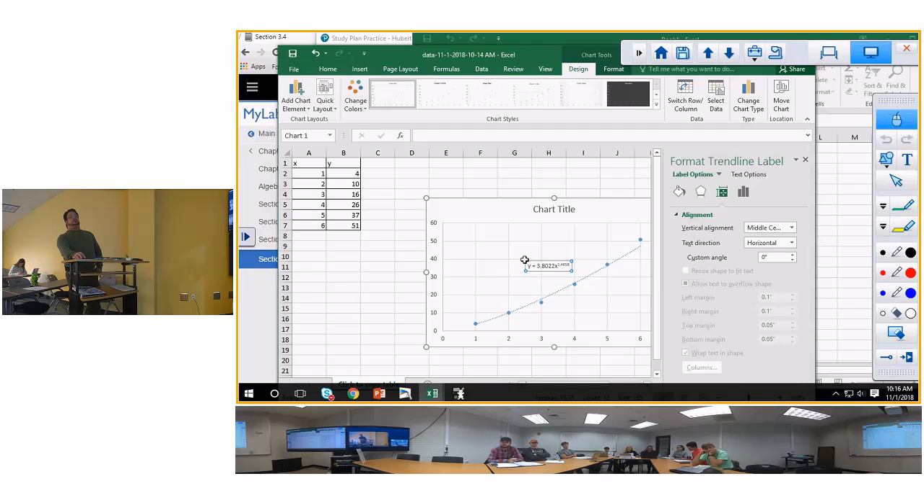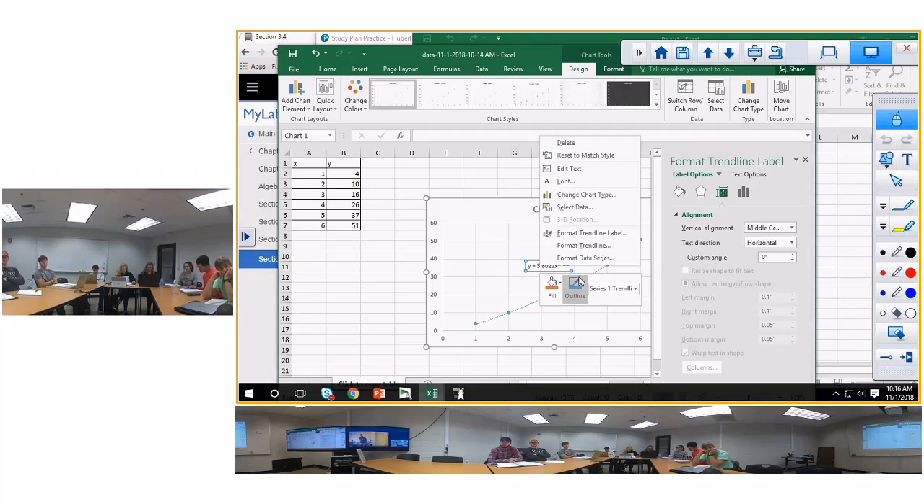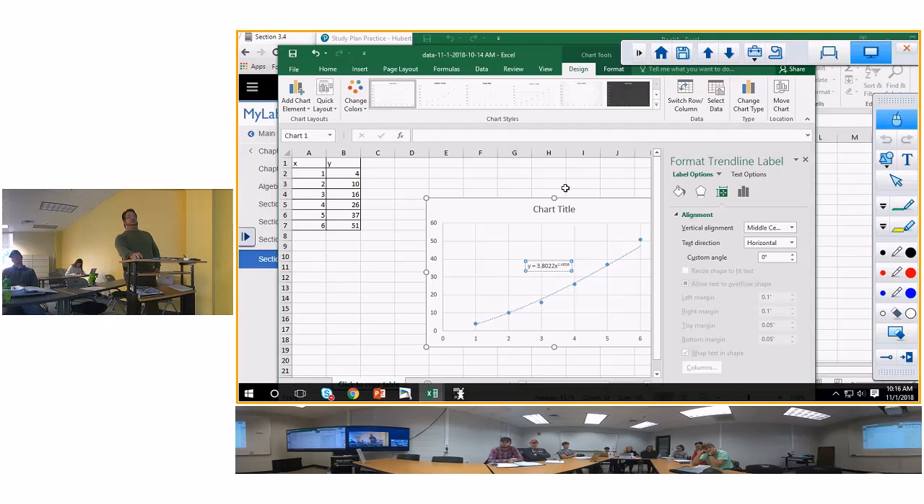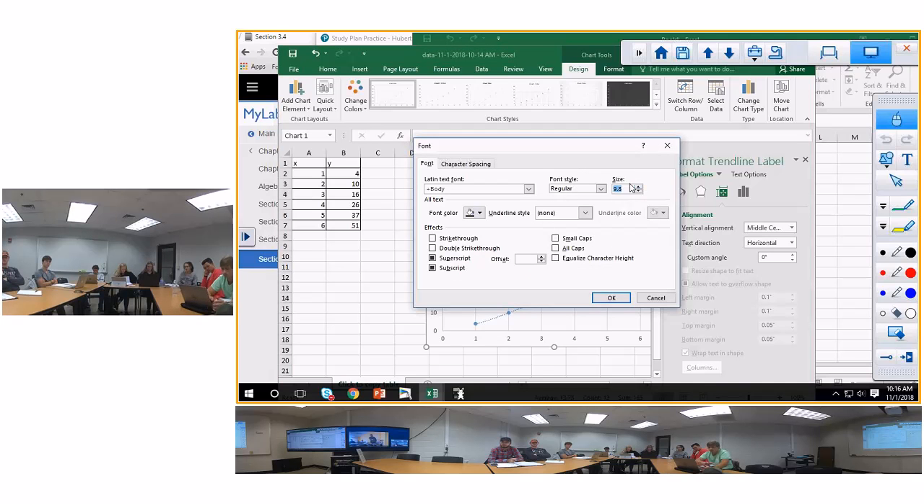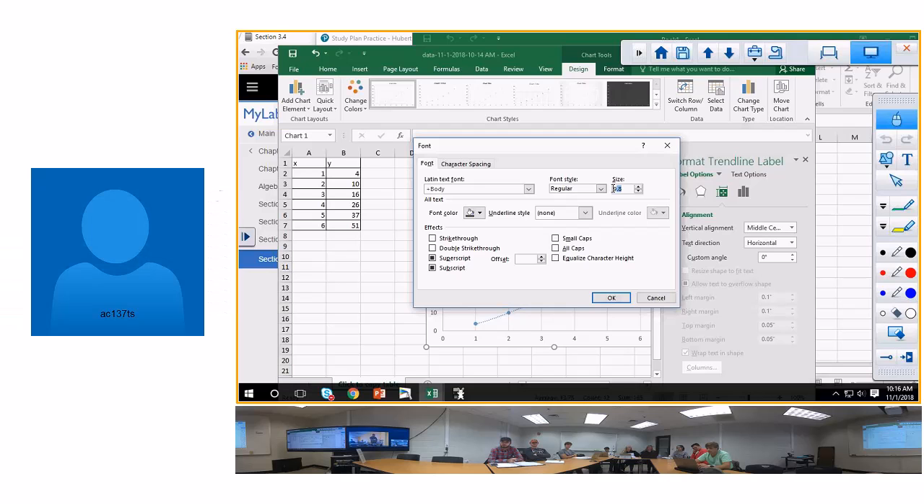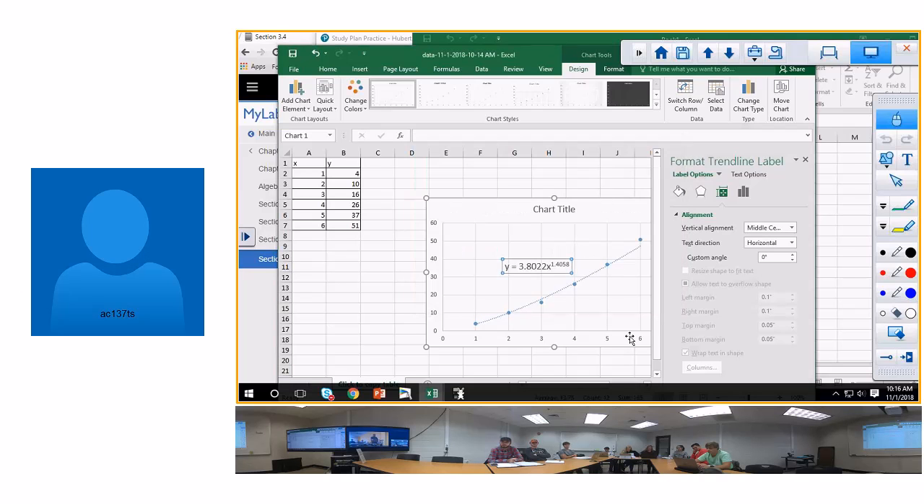And I'm trying, can I make that bigger? Format, edit text. No, I don't want to edit text. I want it bigger. There. 3.8022x to the 1.4058 power. And you don't even want to know how to do that with an exponential. We won't even go there.